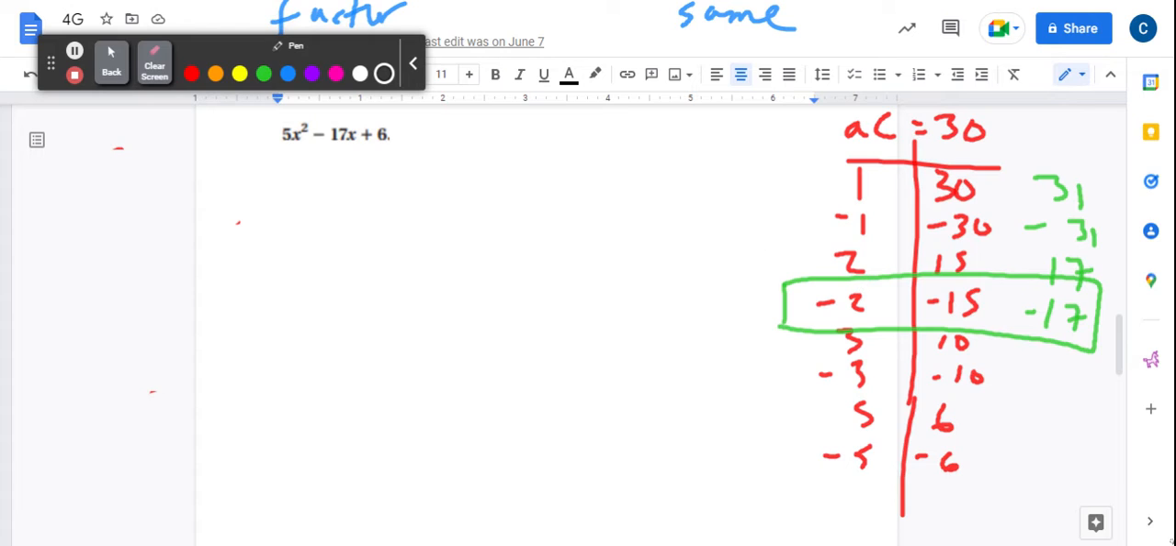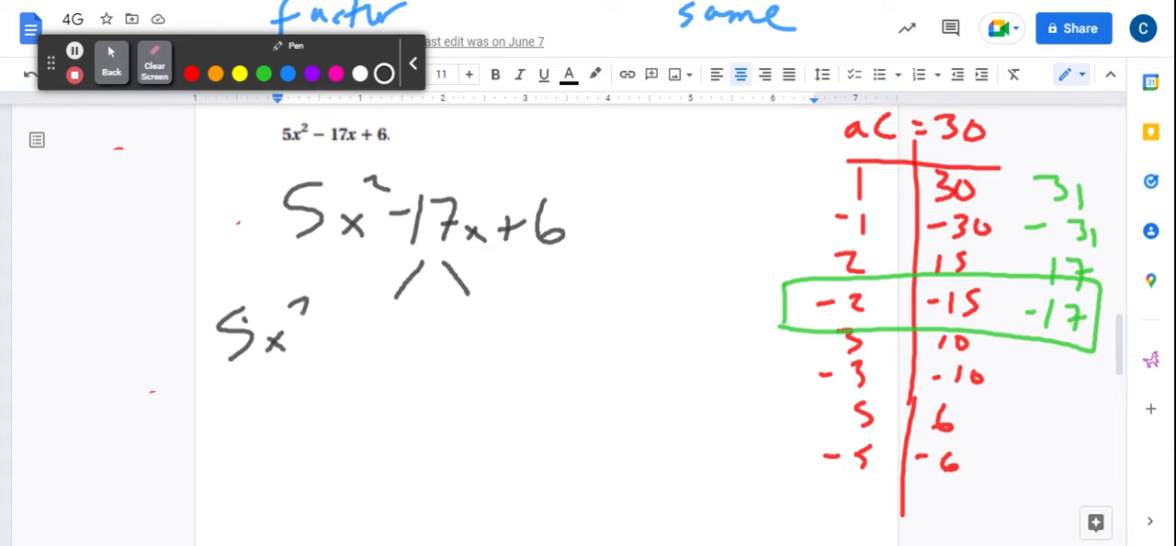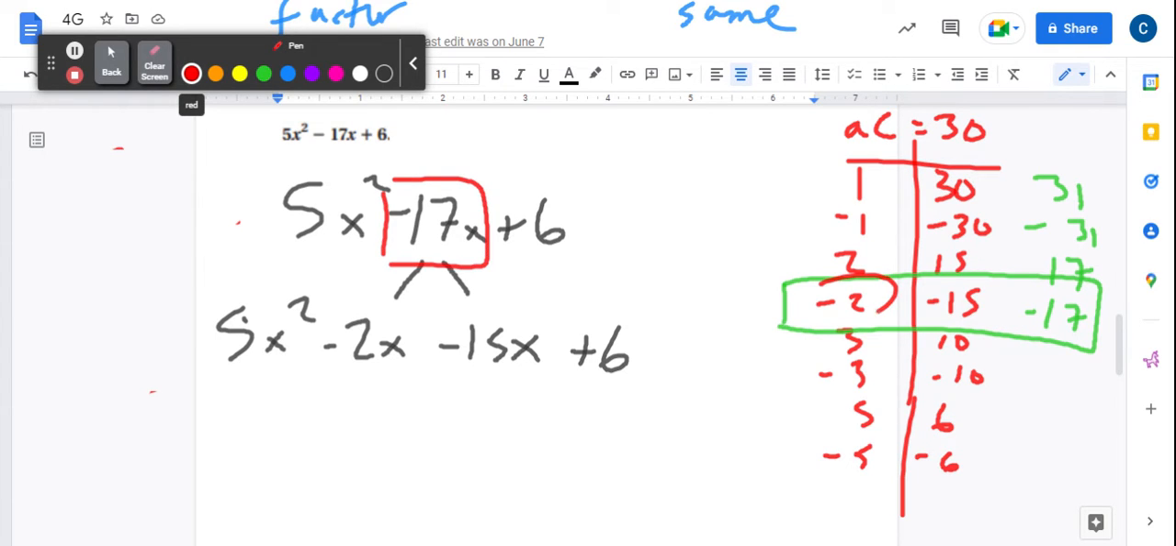So we have our equation 5x squared minus 17x plus 6. Now bx is negative 17x, so we're going to split it into these two terms, negative 2x and negative 15x. Doesn't matter which way we do it, we should end up with the same answer. So we have our 5x squared minus 2x minus 15x plus 6. All we did is take the negative 17x and split it into negative 2x and negative 15x.